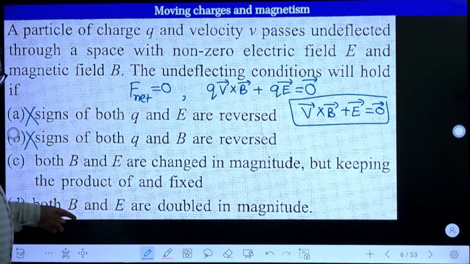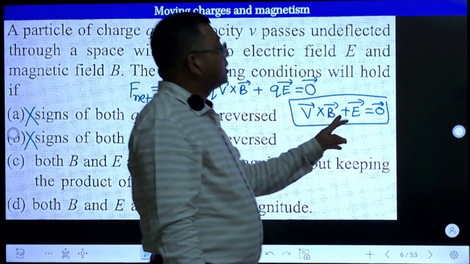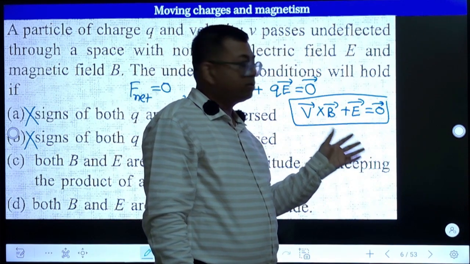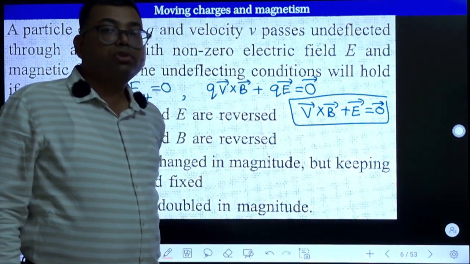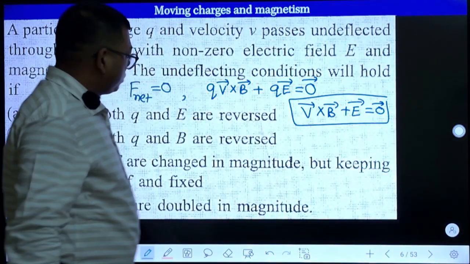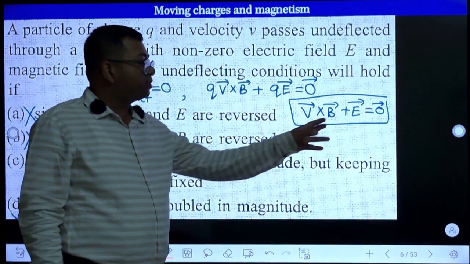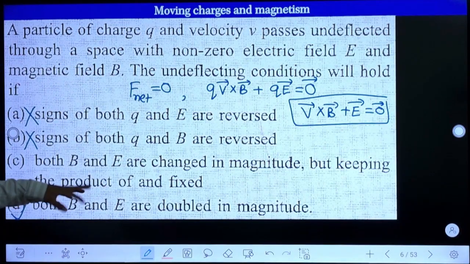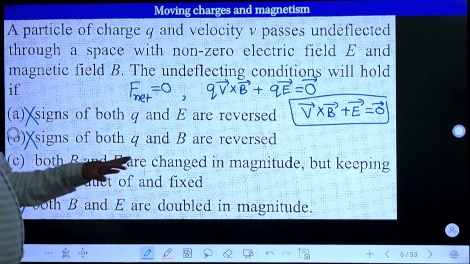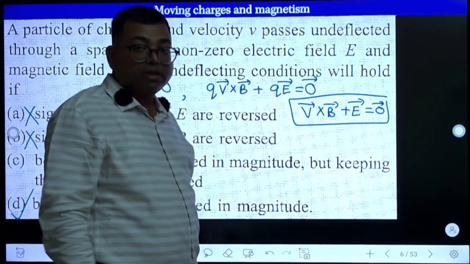What about this? Both B and E are doubled in magnitude. See here, if you double B and you double E, it doesn't matter because that factor will get divided out, right? In terms of magnitude, you can say they are proportional, so we can choose option D. We cannot directly say a relation between B and E. If you change B and E, you also need to change them by the same factor, right? You can say the ratio has to be kept constant. Why?